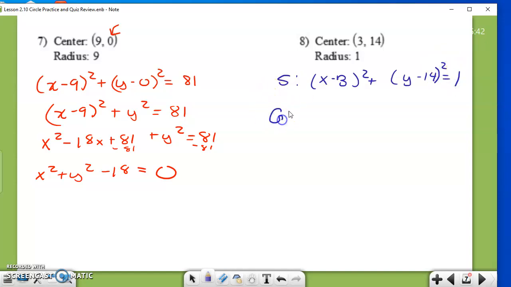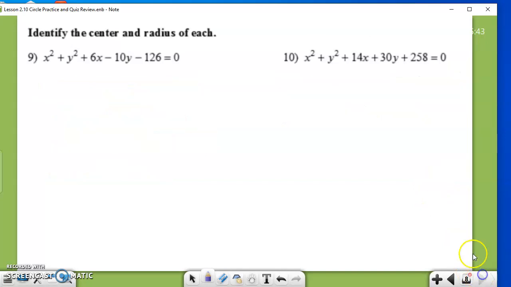That's your standard. Okay, last few problems, and let's see. Now we're going to go from our general form back to standard. This is completing the square, so I'm going to have my x squared plus my 6x plus room for completing, plus room for completing. Now I'm going to move the negative 126 over, so it's going to be positive 126.